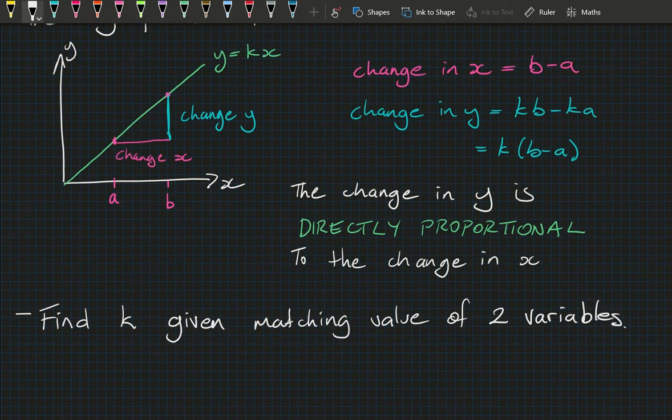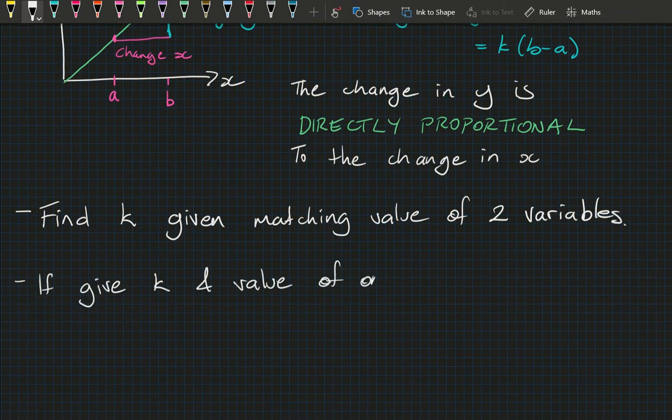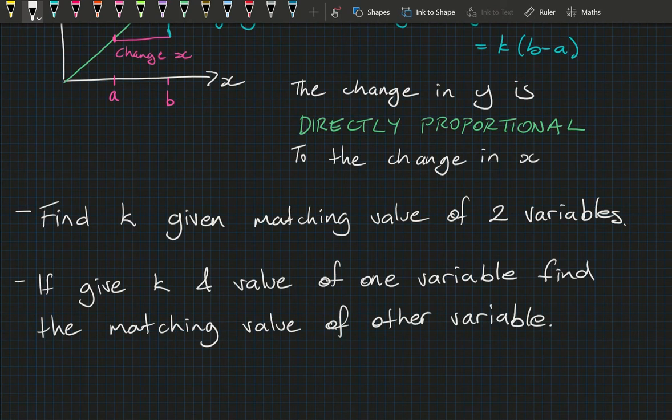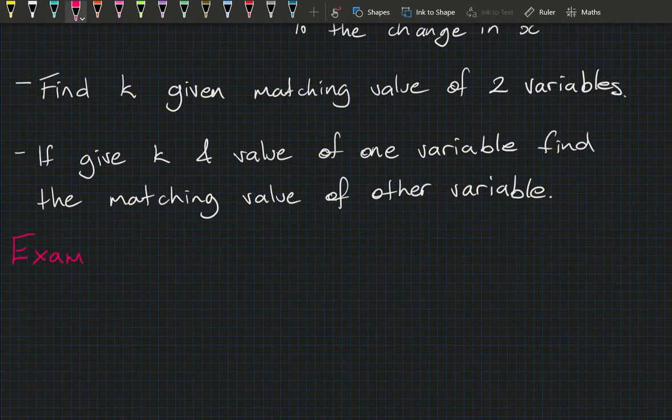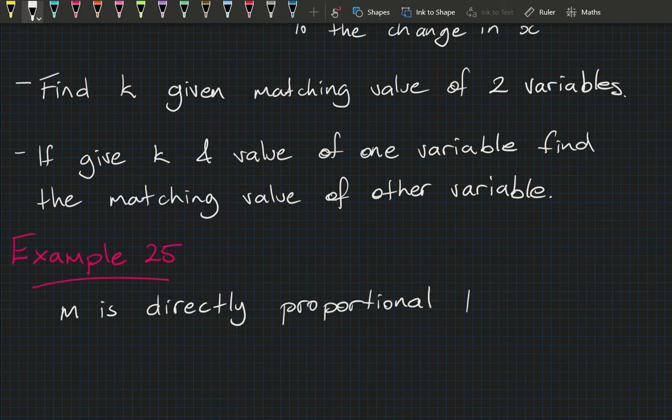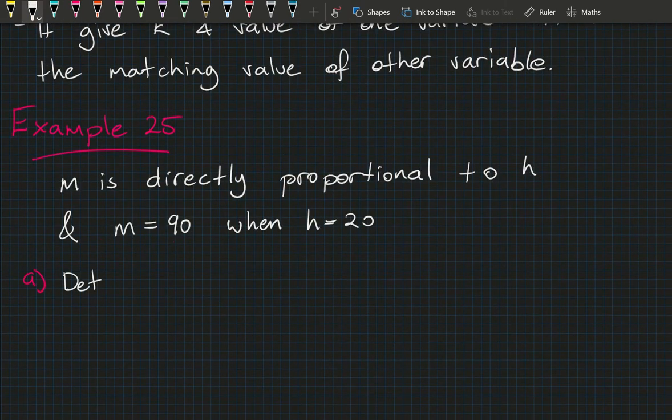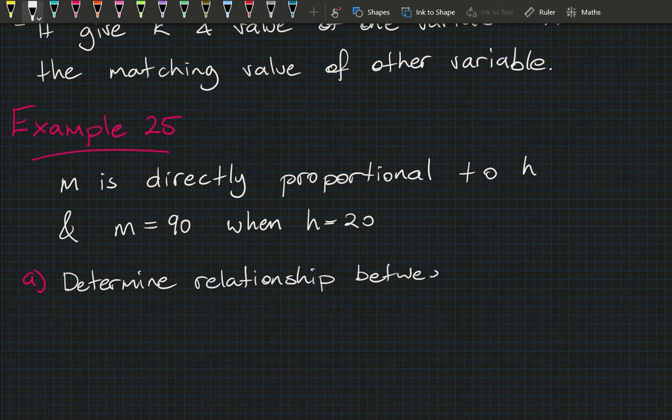Or if we're given k and the value of one of the variables, what is the matching value of the other variable? Alright, let's get onto that in example 25, where we have a variable m that is directly proportional to h. And m is equal to 90 when h is equal to 20. So in part A, we're going to determine the relationship between m and h.